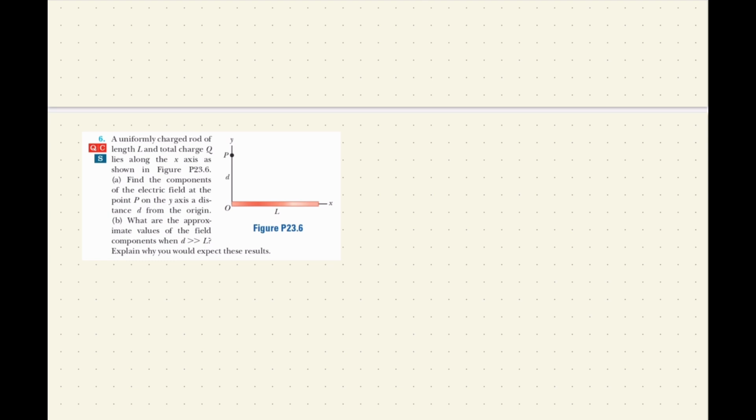Find the components of the electric field at the point P on the y-axis, a distance D from the origin. What are the approximate values of the field components when D is much greater than L? So this part of the problem is telling you something very important. Find the components of the electric field. It's asking you to break apart the entire electric field into components. So something in the x hat direction and something in the y hat direction.